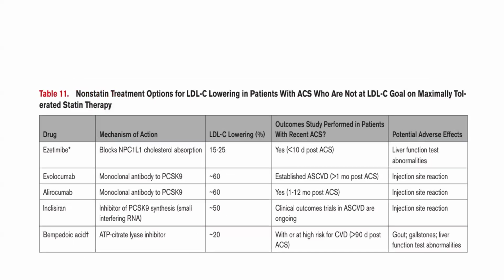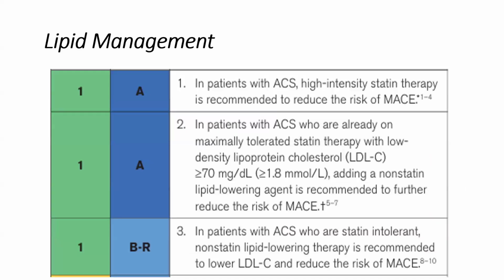We also have some non-statin drugs to reduce the LDL level. These are ezetimibe, evolocumab, alirocumab, inclisiran, and bempedoic acid. Now for lipid management, if the patient is diagnosed with ACS, we should use high intensity statin. If the patient is already on the maximum dose of the statin, and on that maximum dose the LDL level is more than 70, then we should add a non-statin lipid lowering agent.